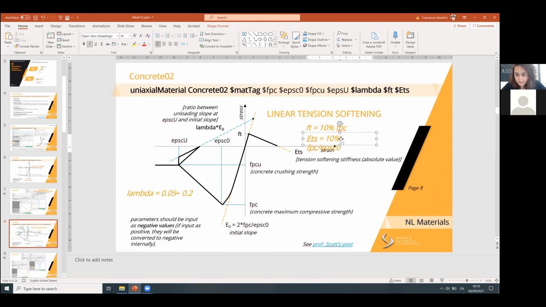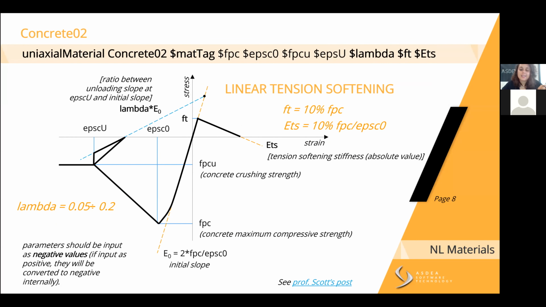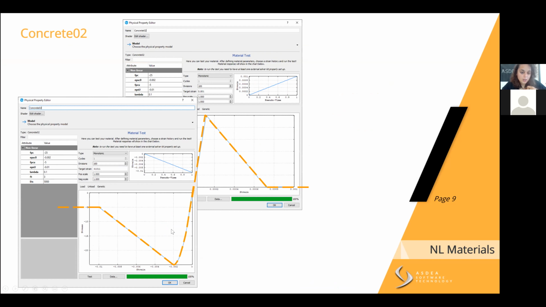Yeah, this is what happened here. That was not working very well. Exactly. So we can add tensile strength as a percentage of compressive strength as a base. We can compute the tension softening stiffness also as a percentage of the initial slope, half of the initial slope, and then we can use a lambda that's included in this range, and we will have, let's say, consistent behavior of the concrete material.